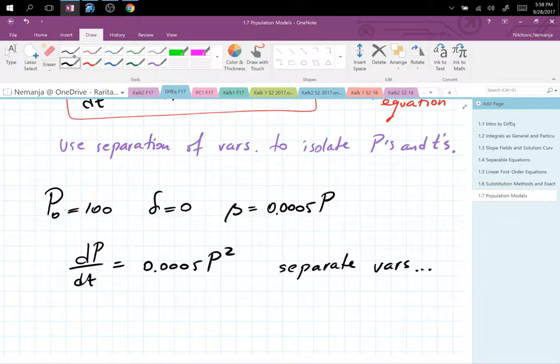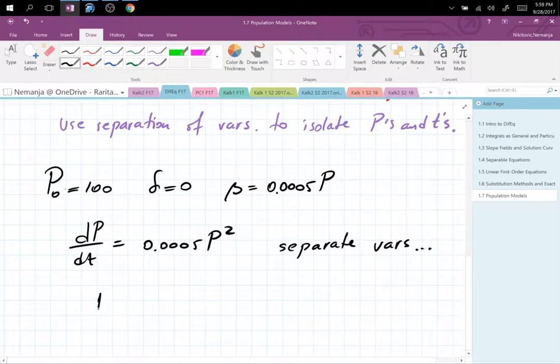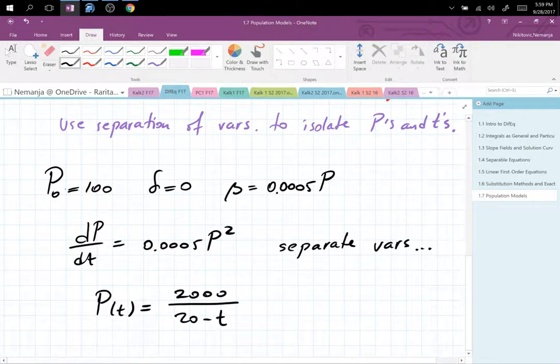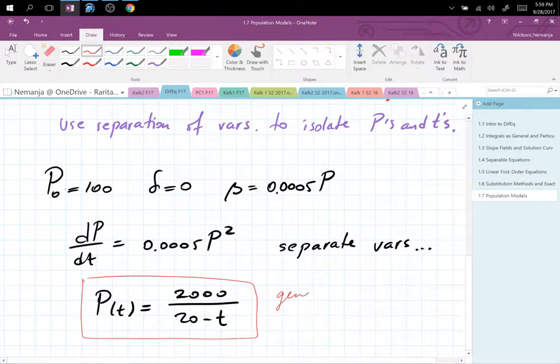Once you solve the problem all the way, you get that the population of these alligators in time is 2,000 divided by 20 minus t. And that is the general solution. I really hope that you guys will go through the calculations once you review your notes and make sure you can do the separation of variables where you take the P squared, put it under dP, dt to the other side, integrate, right, and work it out.